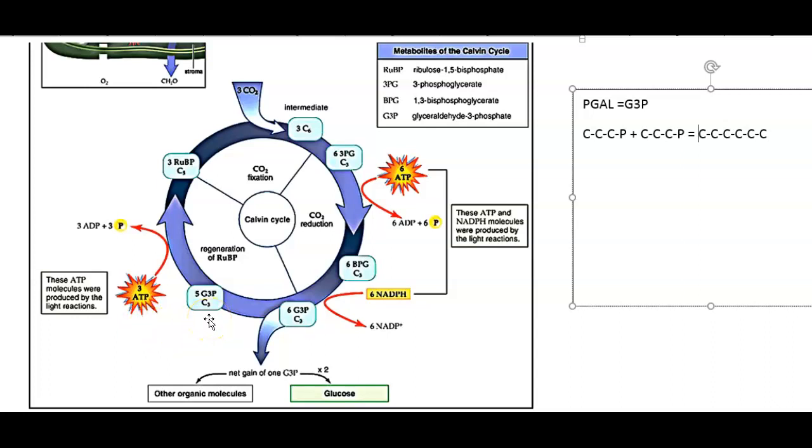So G3Ps or 5 PGALs having 3 carbons. Now the pictures are not showing us what happens, but notice we have 5 PGALs or 5 G3Ps each having 3 carbons. Go to the picture up here, RuBP, we have 3 RuBPs, and they each have 5 carbons. So something happened. So it's going to go around again. So let's go to another picture.